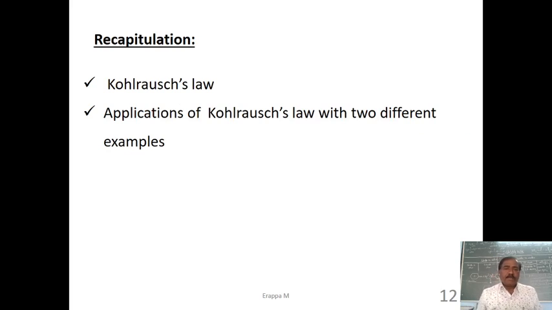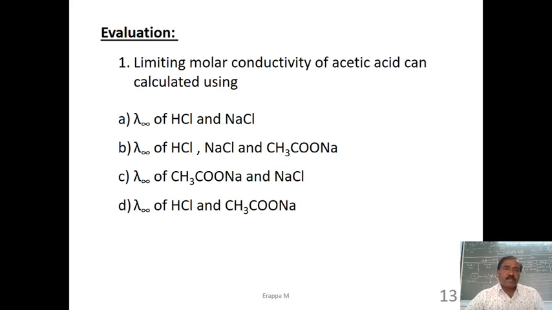So for this you have to summarize session number 5. What is the statement or definition of Kohlrausch law, and using Kohlrausch law you can determine two applications. One is calculation of lambda infinity of a weak acid and weak base, and the other is the degree of dissociation of monochloroacetic acid. For this session number 5, I will ask some questions.